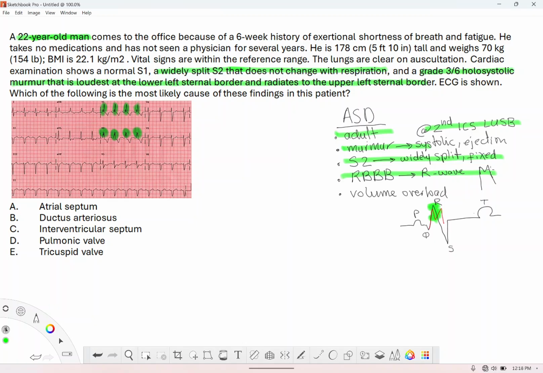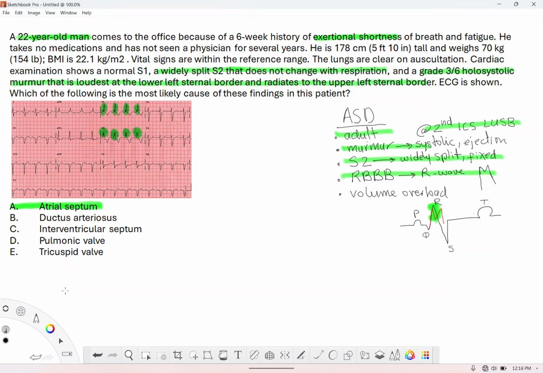So people become symptomatic with ASD either in pregnancy or if they have too much fluid or exercise or activity where the demand for oxygenation increases, the demand for blood flow increases. And this question says the patient comes to the office because of a 6-week history of exertional shortness of breath. So exertional shortness of breath indicates that there is demand for increased oxygenation. So that'll be the clue to volume overload. Or if this was pregnancy, you can see that. What else? There's nothing else I will indicate, but look for that. Okay. All right, so that's the case. So our diagnosis would be atrial septal defect. That's our answer, but let's talk about the other ones.